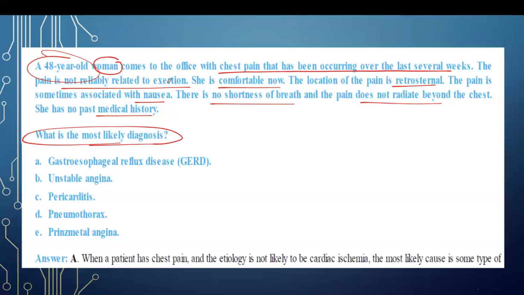So the pain does not have anything to do with exertion, she's comfortable, it is retrosternal, no shortness of breath, nothing, and no other risk factor. So the diagnosis for this case is gastroesophageal reflux disease. Many times in gastroesophageal reflux disease, the pain will be retrosternal because sometimes acid comes from the stomach up, sometimes even into the throat. So they get this burning chest pain. And they can also come to us with nausea because it feels like everything is coming up, right? So that's reflux.